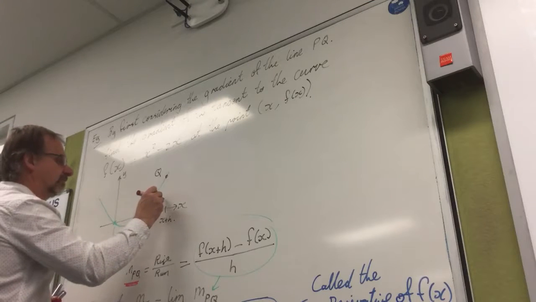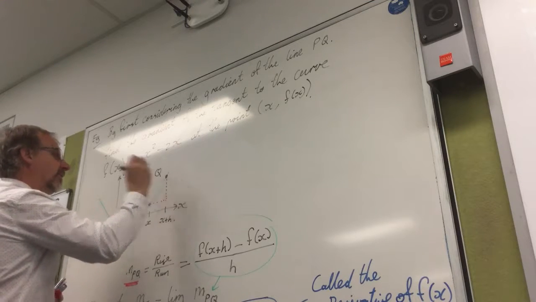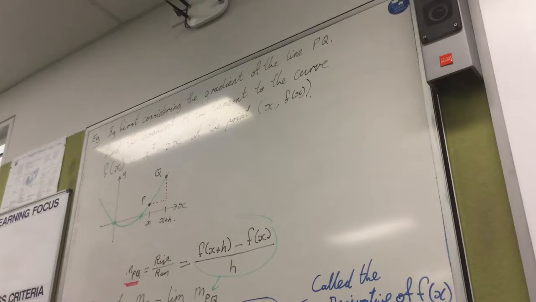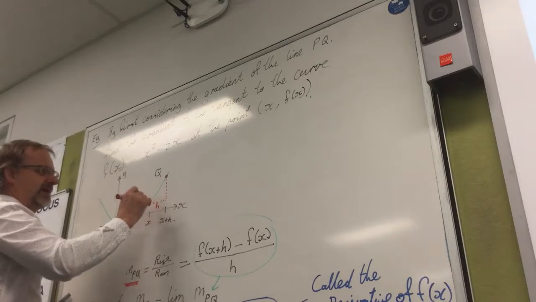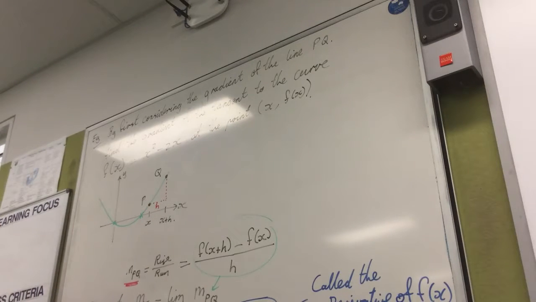How do we know where to put P and Q? In this case, we don't. Sometimes we might be given an x value, but we can just put it anywhere for convenience. The distance between these two is always going to be h, so we're always going to use the run as h.